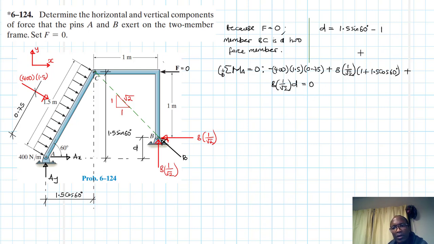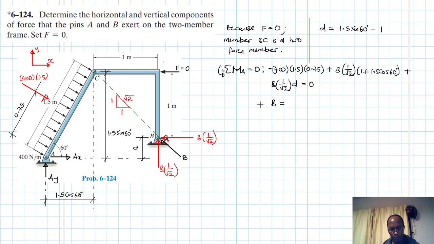So let's find our B, and this one, we know what this is. We are going to replace in our D. So our B, therefore, if we were to calculate this, grab your calculator, you can do this. We do have a clockwise, so it's minus 400 by 1.5 by 0.75, divided by 1 root of 2 times 1 plus 1.5 cos 60. There we go. We close this.